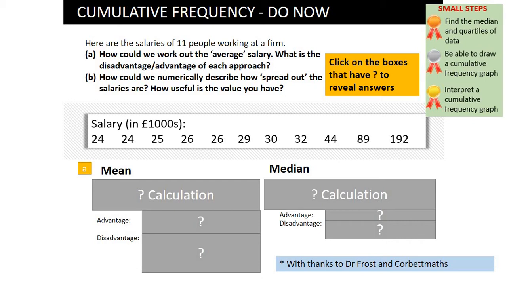So the do now task gives you the salaries of 11 people working at a firm. It asks how could we work out the average salary and what is the disadvantage and advantage of each approach. The salaries are given in thousands, so the first salary of 24 is £24,000. If we wanted to work out the average salary, we're going for the mean and the median.